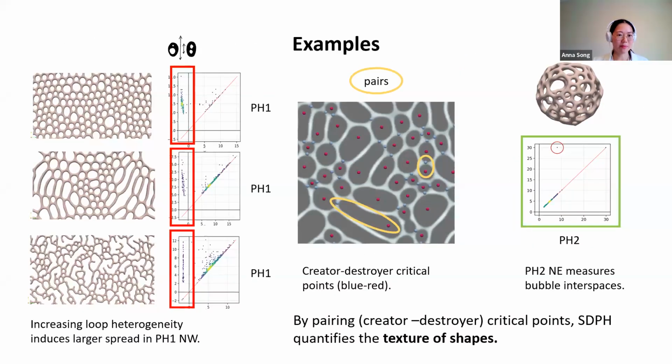For example, in the red quadrant, if you have networks featuring more and more heterogeneous loop sizes, then you can see an increasing dispersion in the vertical direction of the birth-death points. This is explained by the fact that you're pairing points carrying values that are more or less different in terms of death time. But the take-home message truly here is to say that the SDPH diagrams are quantifying the texture of shapes thanks to the patterns of association between critical and destroyer critical points and values.